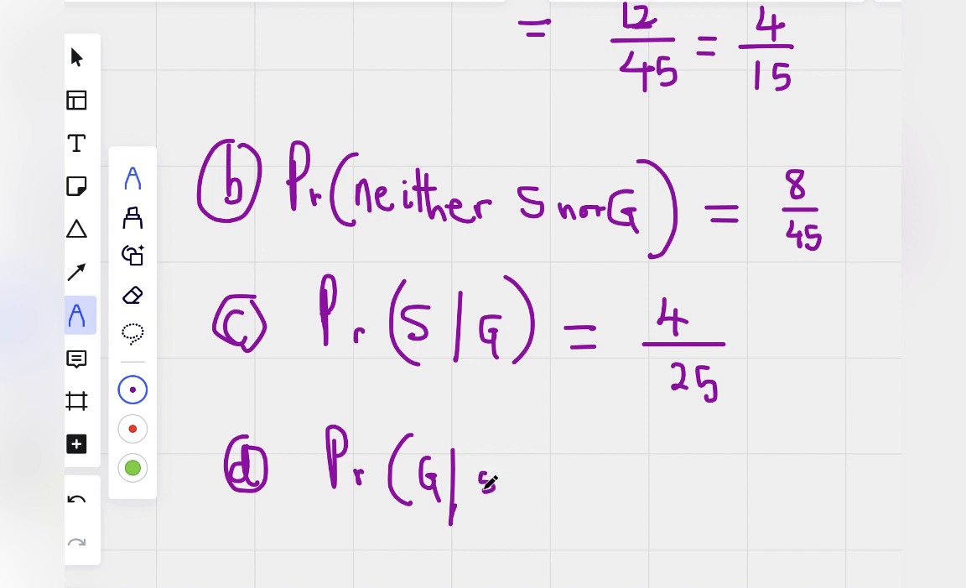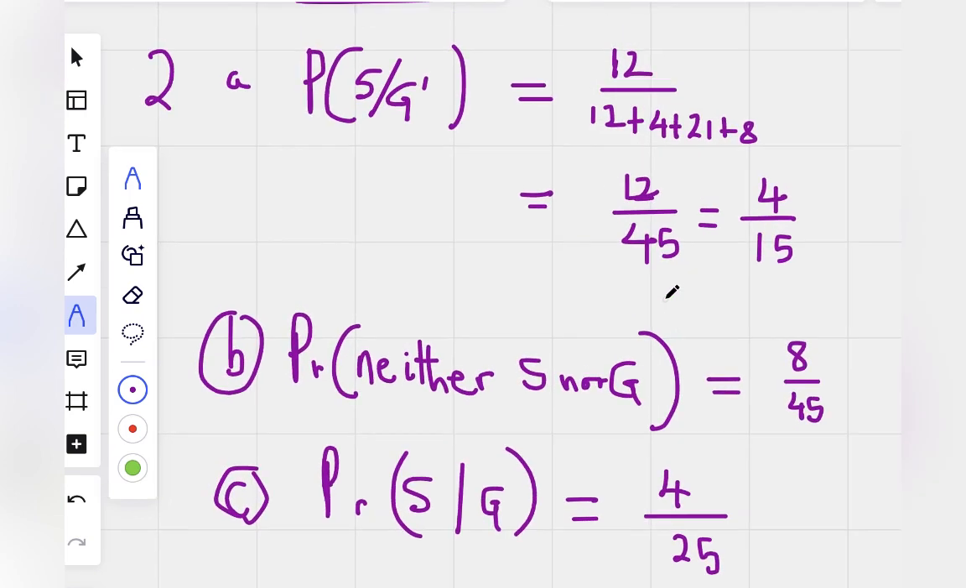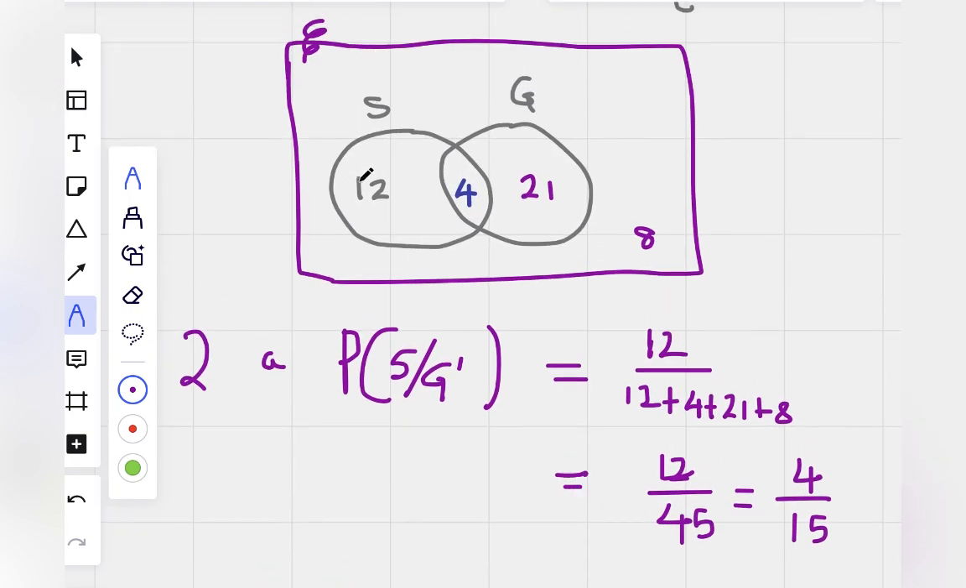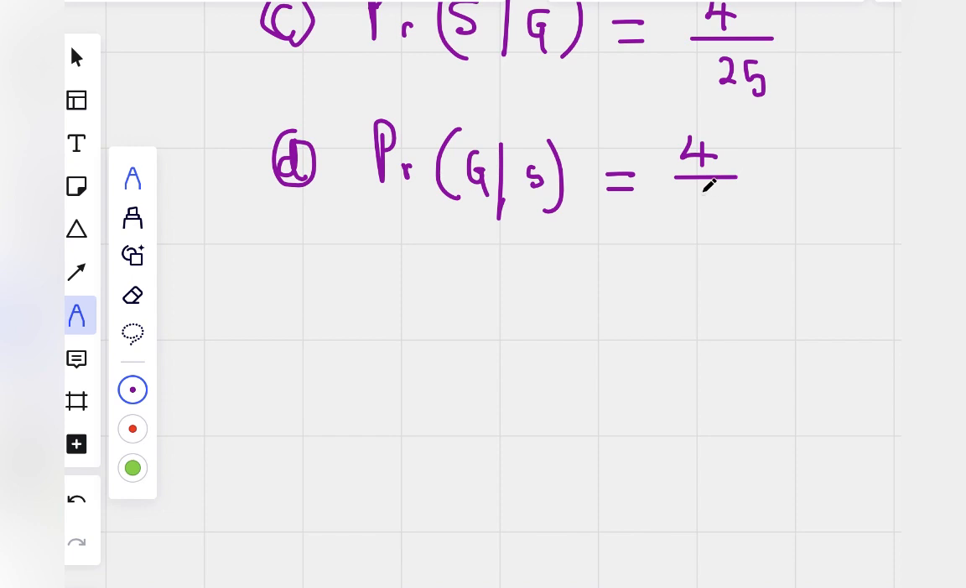In this case, we find the common number of students, which is 4. Both, the overlap, the intersect. 4 over those who study Spanish, on the condition that they do Spanish first. So that takes us to the number of students on the Spanish side, which is 12 plus 4. And 12 plus 4 is 16.